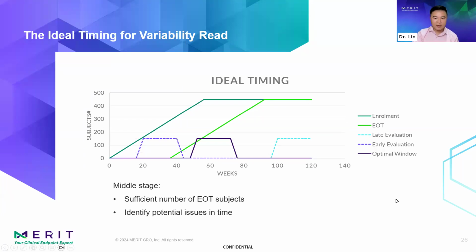We typically schedule the variability read during the middle stage of the image read process, and by this time, a sufficient number of subjects have completed their studies and no longer require new image reads. And we can select a part of these cases for variability analysis, ensuring there will be an adequate case pool. And the interval between the initial and the variability reads is typically set as 4 to 6 weeks.